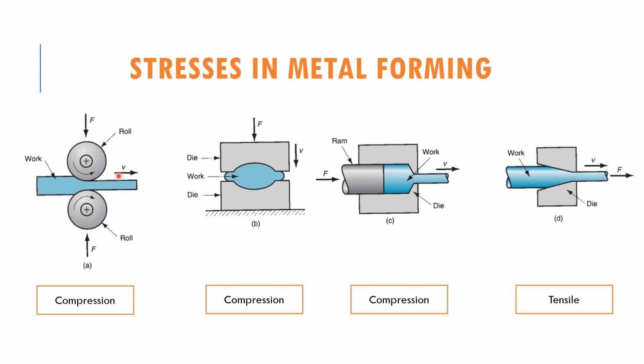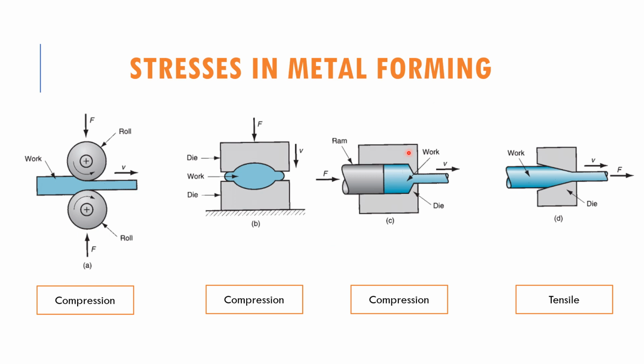In the first picture, this is a rolling process. This is the roller, and this is the work material. In order to roll, there will be a compressive force coming from the upper side and lower side of the roller, so that the thickness of the work material can be reduced. The second one is the forging process. This is the work material and these are the dies. There will be force coming from up here, and it will change the shape of the work material. Here again it is compression.